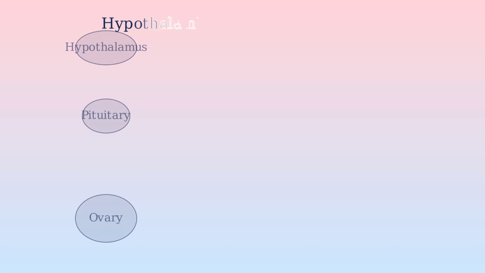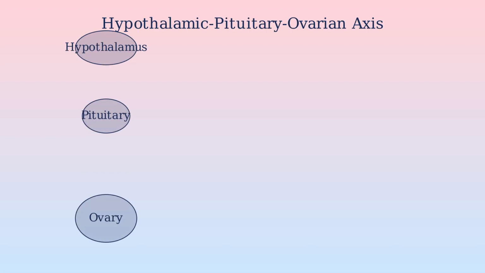With this understanding of follicular structure and classification, we can now explore the hormonal regulation that drives follicular development. Follicular development is precisely controlled by hormonal signals from the hypothalamic pituitary-ovarian axis. This complex system involves the hypothalamus, which releases gonadotropin-releasing hormone, or GnRH, signaling the pituitary gland. The pituitary then secretes two key gonadotropins, follicle-stimulating hormone and luteinizing hormone, which travel to the ovaries. The ovaries then produce hormones that provide feedback to the hypothalamus and pituitary, creating a regulatory loop.